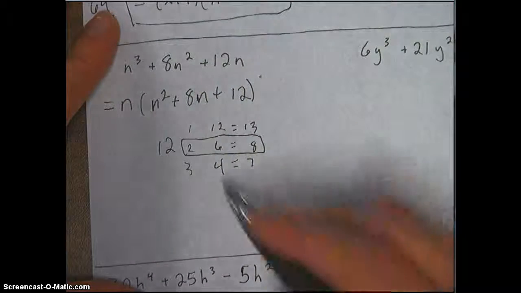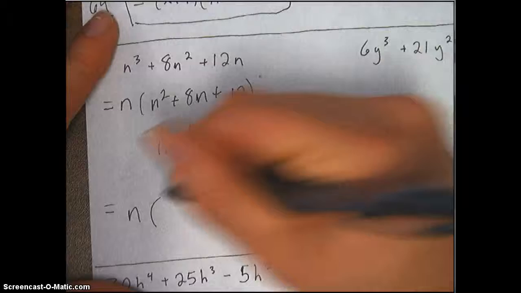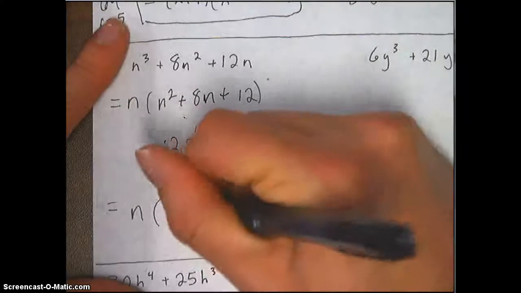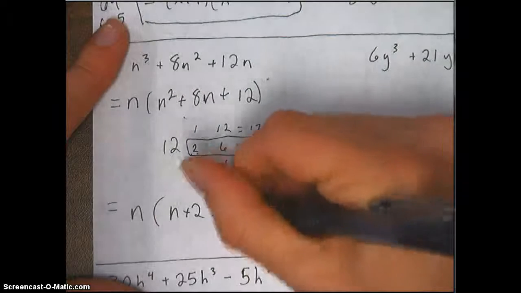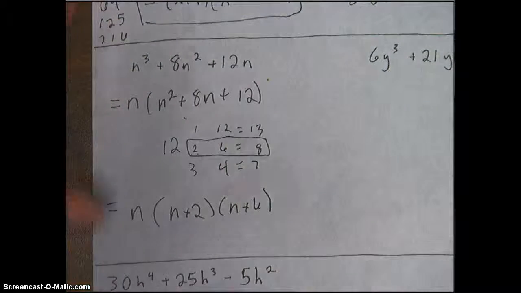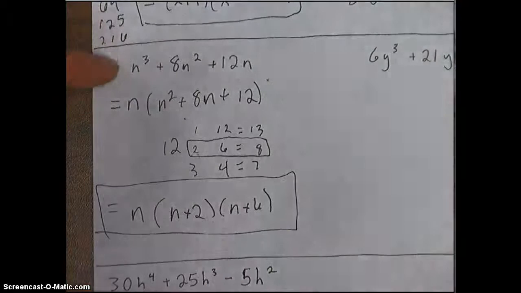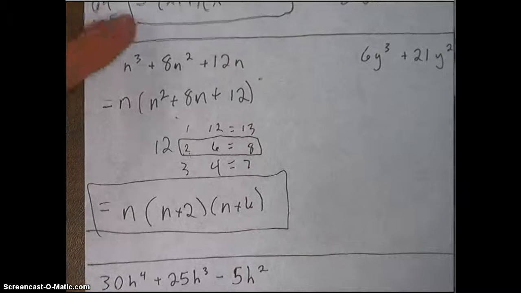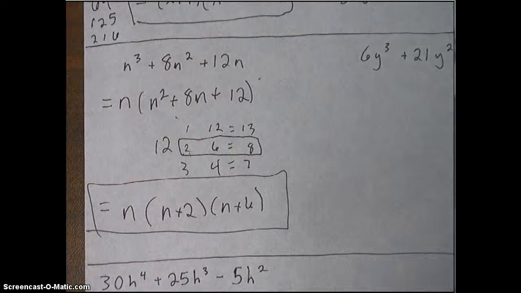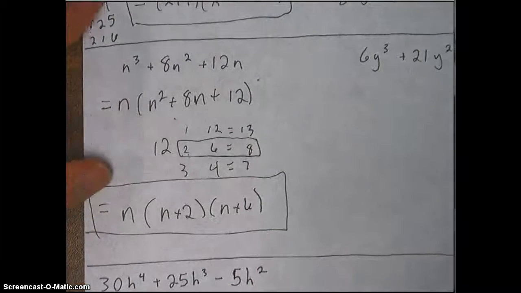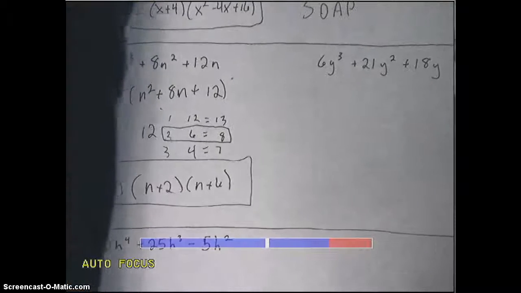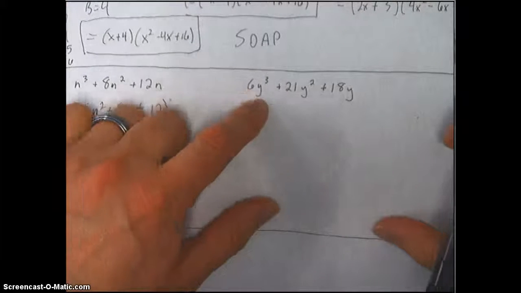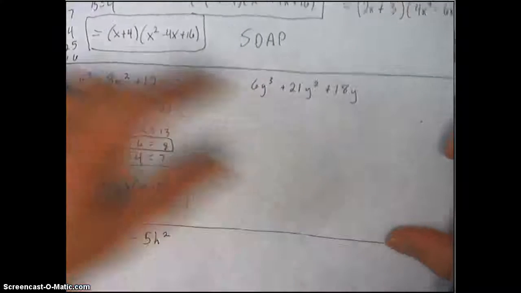So the fully factored form here, I'm going to keep that n out front, but then I'm going to write this term as n plus 2 times n plus 6. This is the fully factored form of that third degree polynomial. And some of them are that easy. Not all of them are. The next one we're going to do is not that easy. Sometimes it's easy to factor them, sometimes it's more difficult, like in this next example. So I've got 6y cubed plus 21y squared plus 18y.